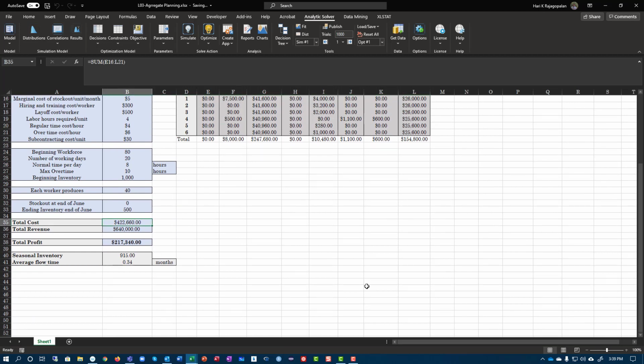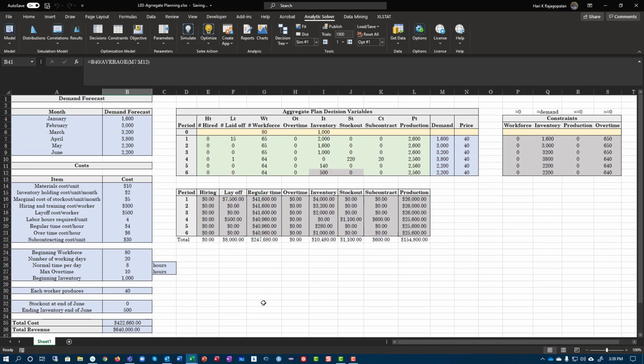Your minimum cost is 422,000. Your average seasonal inventory, you're going to have about 915 units on average, and it takes about 0.34 months for a unit to cycle through your inventory. Let's look at your plan. You're going to produce, there's going to be a flat production. You're going to have some stock out. There is inventory here. Here is your inventory each time period. You're going to lay off 15 workers, and then it's going to go down to 64.